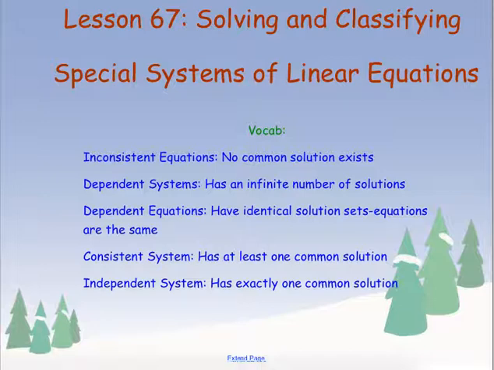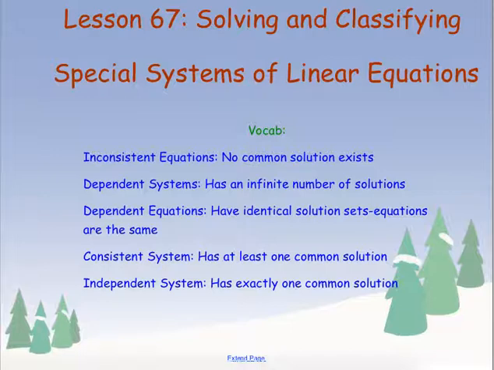These are our parallel lines, because if we have a system, then there is no solution when they are parallel. Dependent systems have an infinite number of solutions, which we can also say are dependent equations. They have the exact same solution set. The equations are the same. So if I were to graph one, the other one would be right on top of it. We have the same line, so there's an infinite number of solutions.